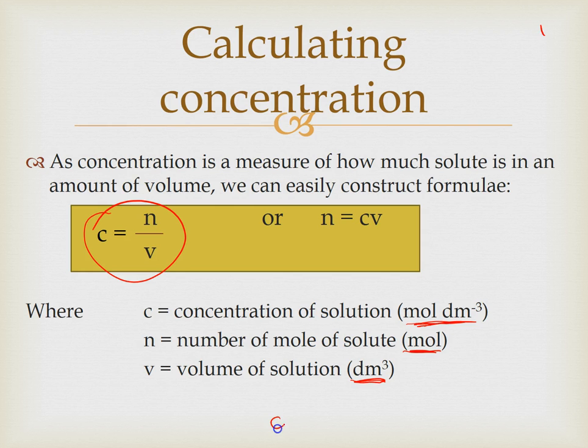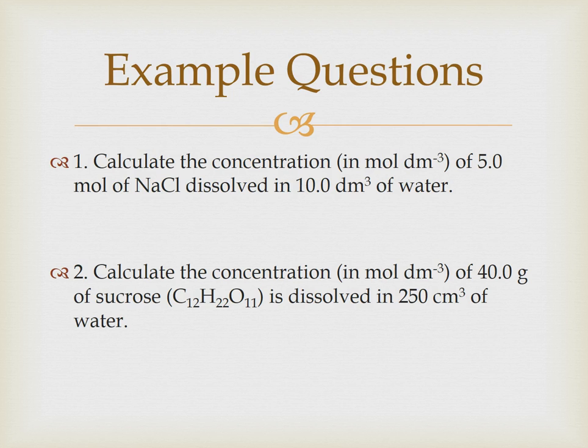So if our volume is given in centimeters cubed, we must convert. You need to convert, and we do that in the same way as when we convert milliliters to liters, which means we multiply by 10 to the negative 3, which is exactly the same as dividing by 1,000. So we need to make sure that we have all those units in as per the formula.